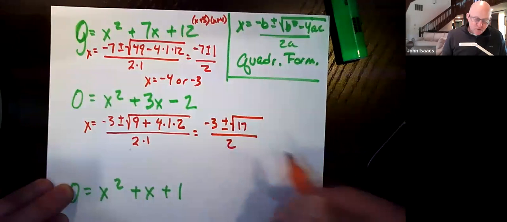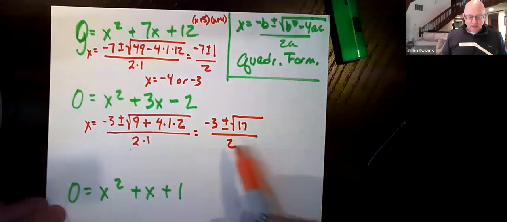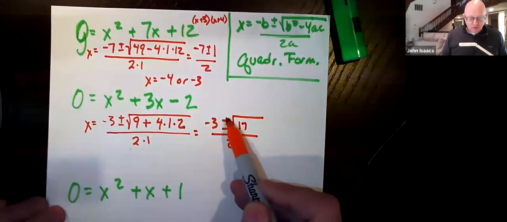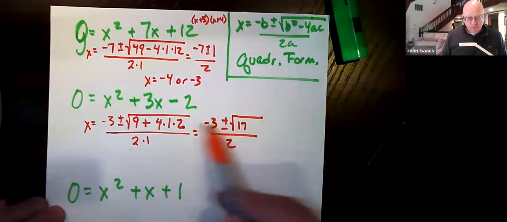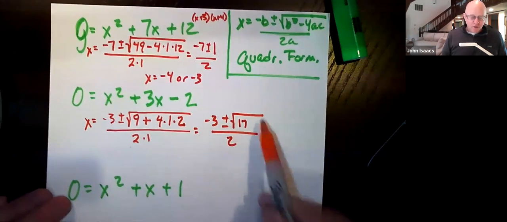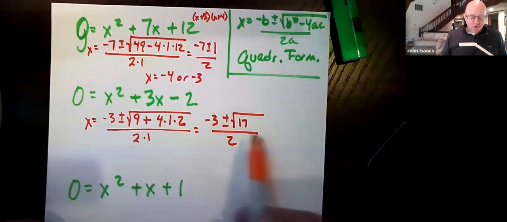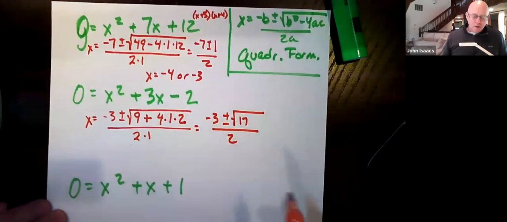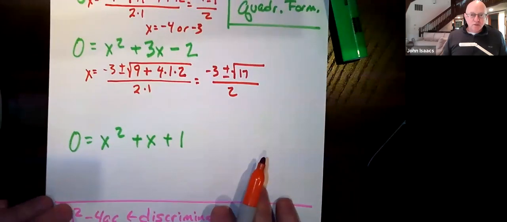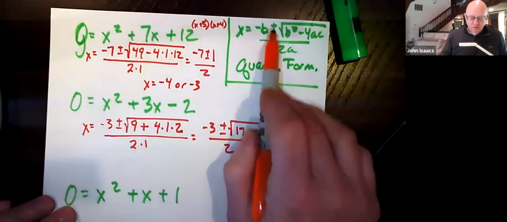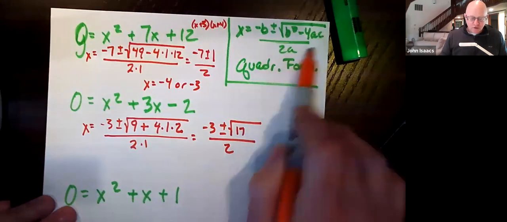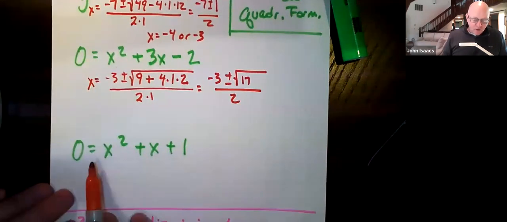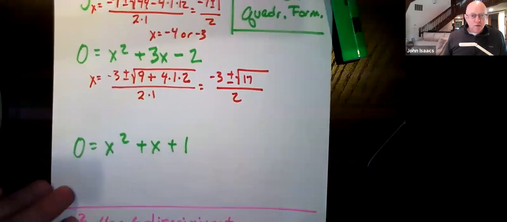All over 2, and that gives us two answers, right? We have a positive and a negative here, so we have two different answers, but we can just leave it that way. Those are two different x-intercepts if this thing were y equals, right? And then the last one, still using negative b plus or minus the square root of b squared minus 4ac all over 2a. We have 1, 1, 1. We have all ones here. So let's see what happens here.